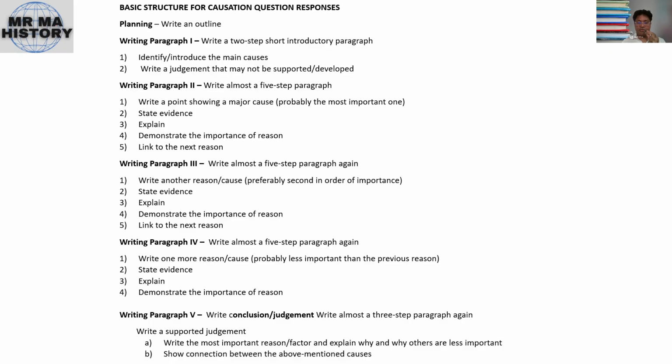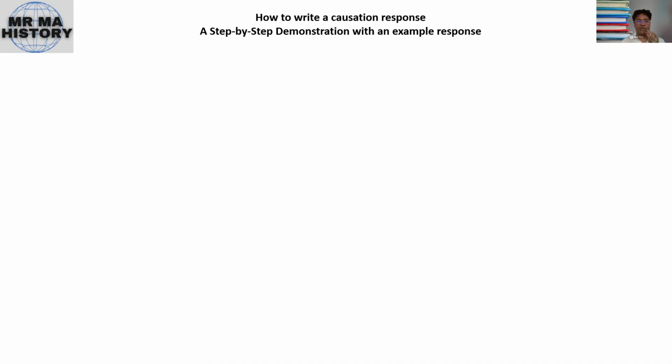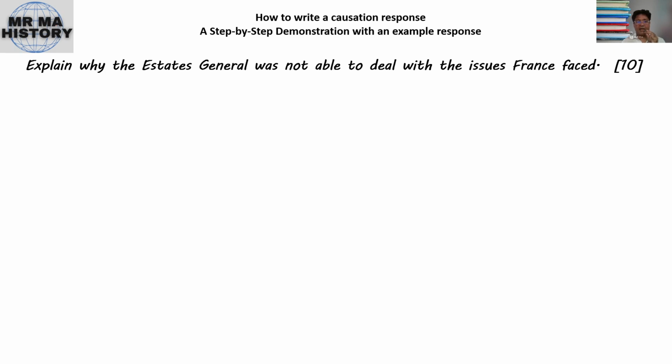Firstly, you are going to write the most important reason and show why you think it is the most important and why the others are less important. Secondly, you will show the connection between these causes or reasons. So this is how you will write your judgment. Now I have chosen for you a causation question that carries 10 marks, as you can see here.